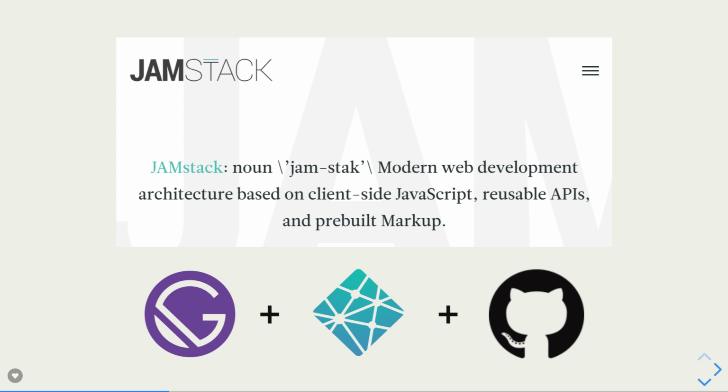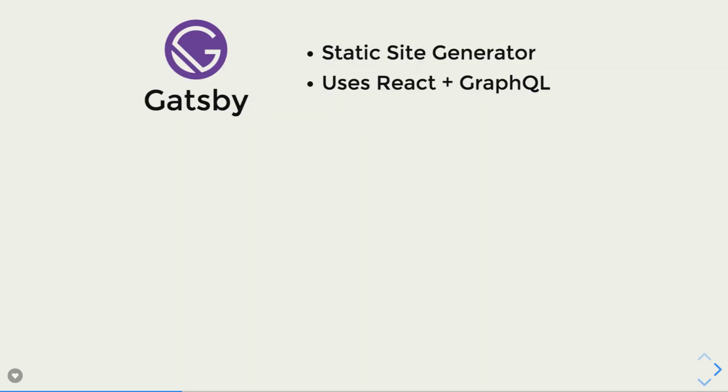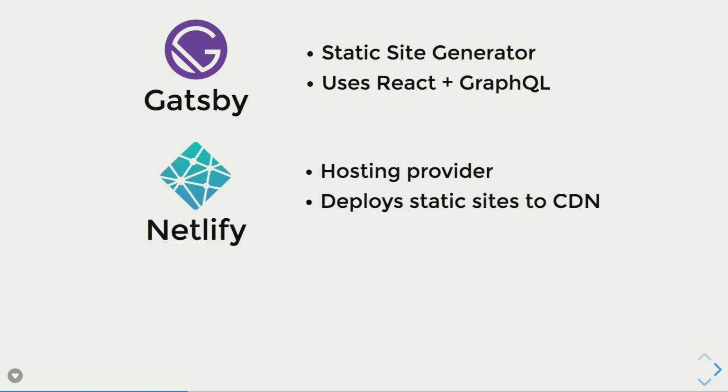The stack that we went for in this case was using Gatsby. Most of you are probably familiar with Gatsby, but just a two-line summary. It's a static site generator, and if you're developing in Gatsby, you're using React and GraphQL. We use Netlify, which is a hosting provider. It's a service. You can go a very long way without having to pay anything for it, actually, which is really nice. And it deploys your Gatsby site to a worldwide CDN, a content delivery network.